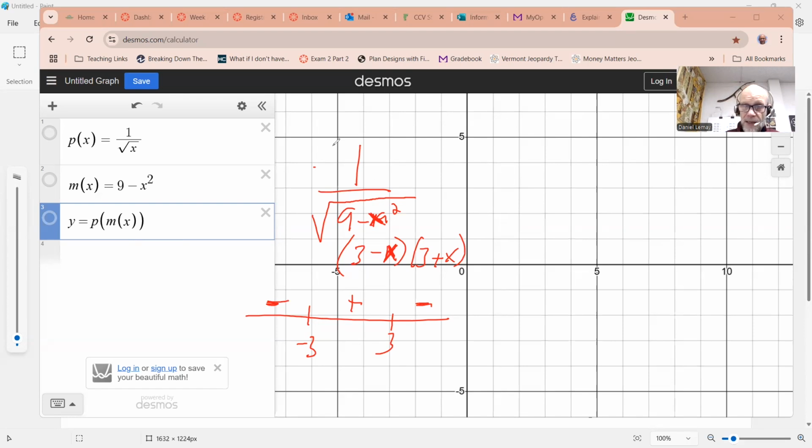So the domain of this composite function is going to be -3 to +3, not going off to infinity. So we should just see a graph in between those two values. Let's see if I did that right. I nested the 9 minus x squared into the square root. Yep, let's see what happens here. And sure enough, from -3 to +3 is the only place this is getting graphed. Okay.